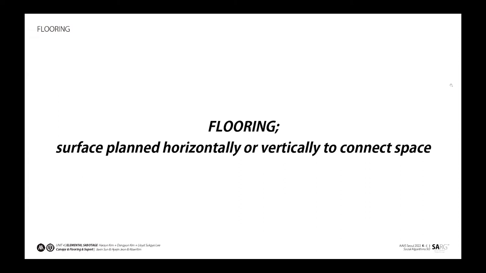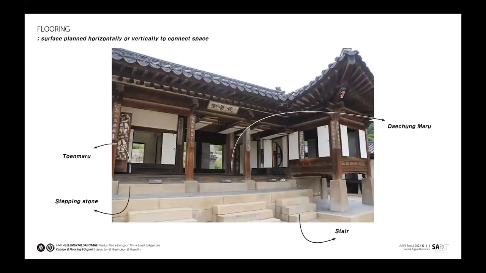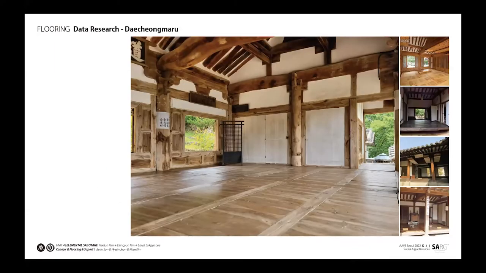I'm in charge of the flooring part. I define the flooring as a surface that is planned horizontally or vertically to connect space. Through these, elements that can be found in traditional Korean architecture include floor, stair, and stepping stones. The Chungmaru is the largest floor, which serves as a living room that connects the room and the room.